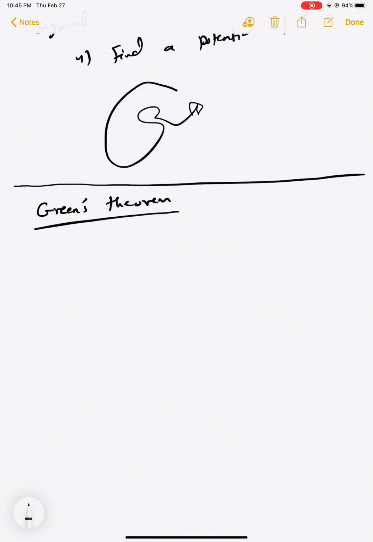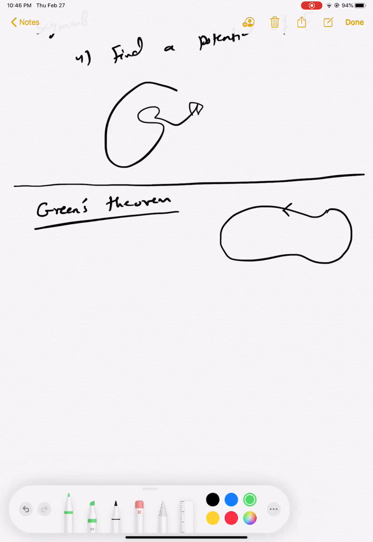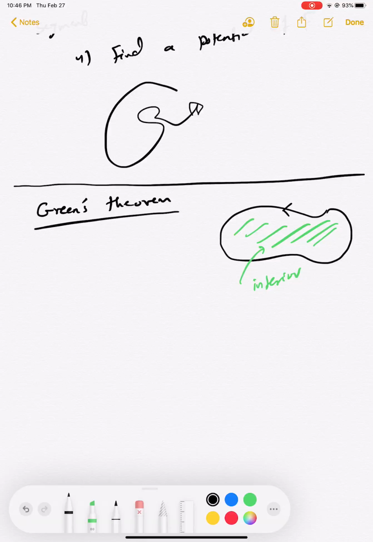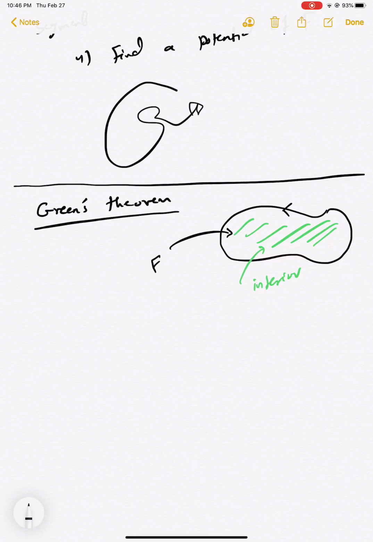Now, what is Green's theorem? So Green's theorem is mainly concerned with closed curves. So imagine you have a closed curve. You have a function that's smooth inside the curve. We call this the interior of the curve. We have a function that's smooth over that curve. So the function f is smooth. And remember, we always assume smoothness on the curve, and inside the curve in this area.